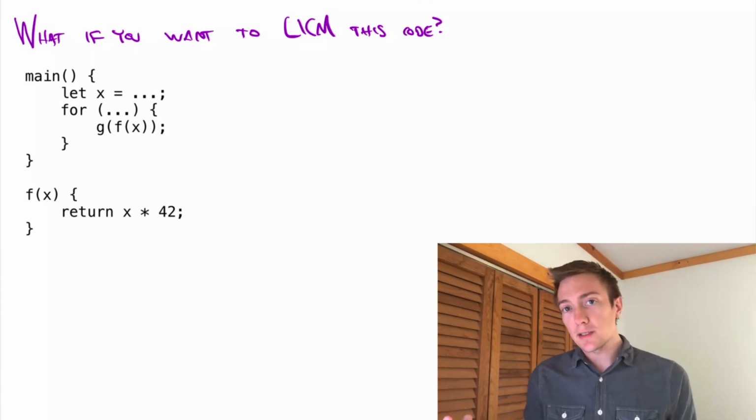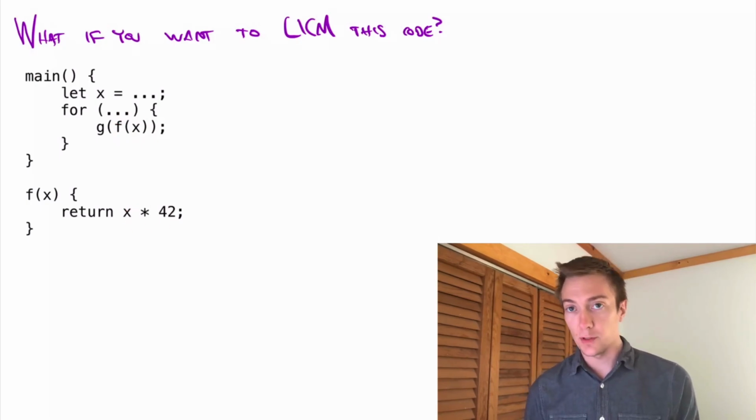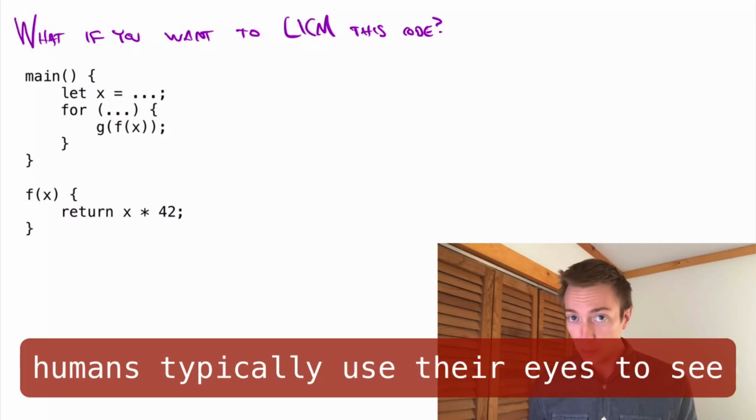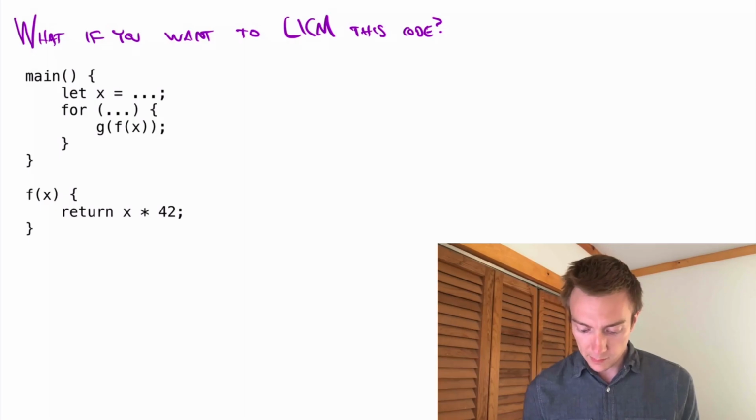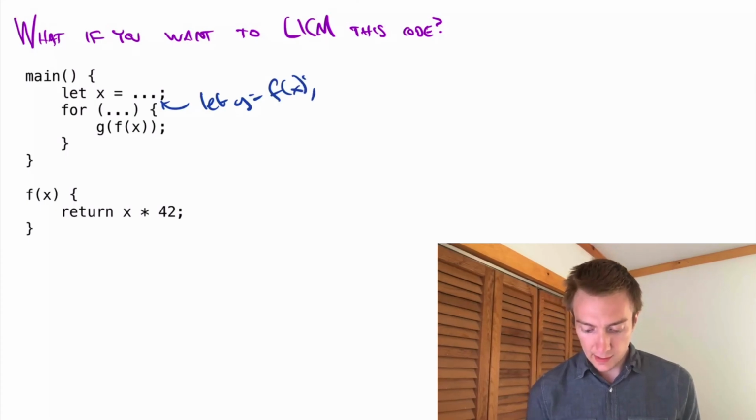But in any case, what if you wanted to do loop invariant code motion? The insight that you want to exploit is that this f is just doing a multiplication of its argument. So this is the same as just writing x times 42 right there. We can see with our human brains that this is loop invariant code. So it would be awesome if we could say let y equal f of x and then just reuse y inside the loop. That would be great.